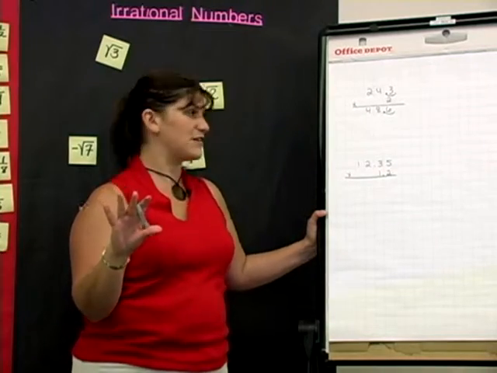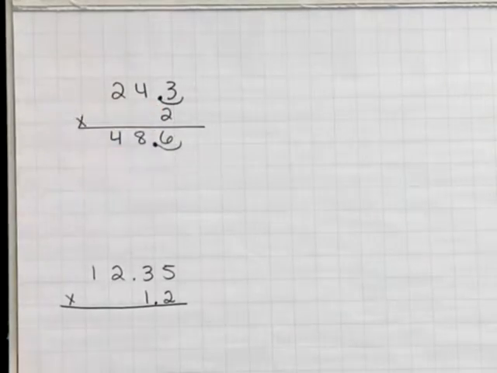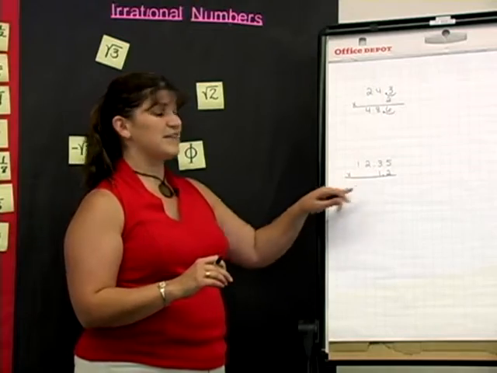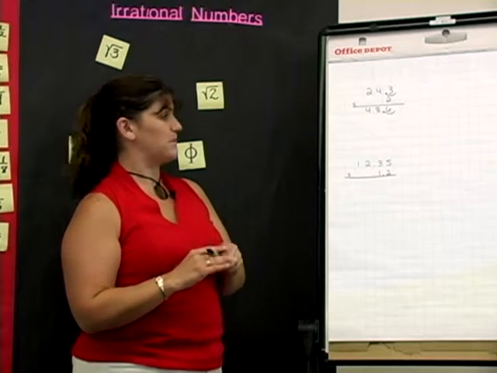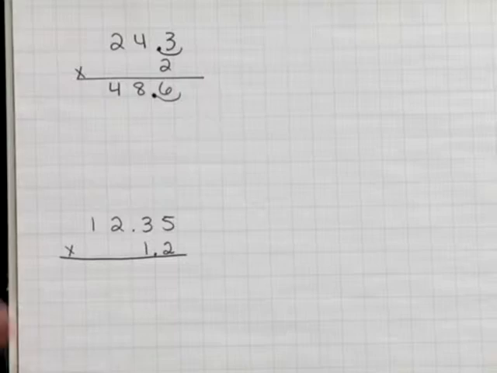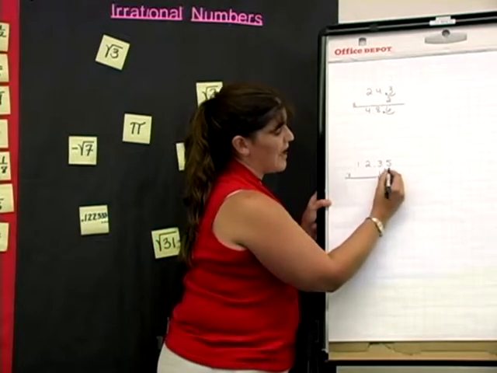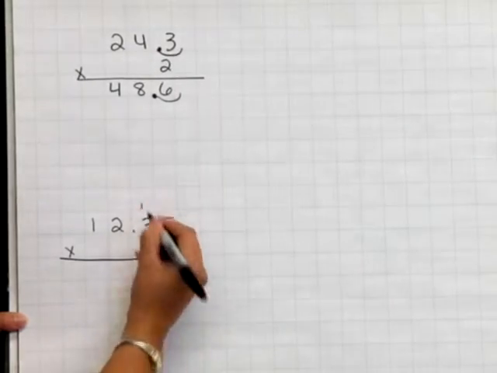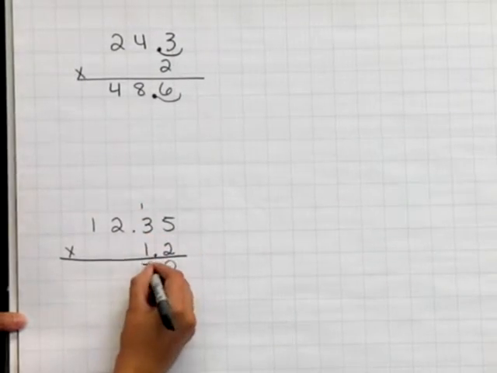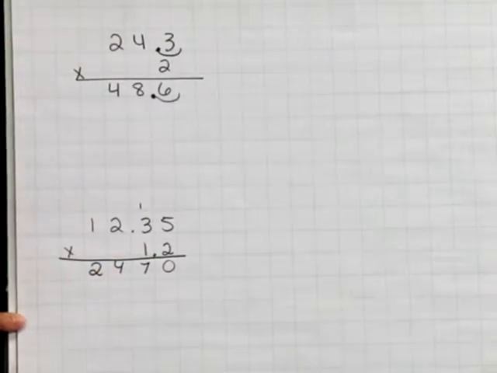I'd like to show you another one where it's not quite so simple. In this case, we've only moved one decimal place. Here, we're going to have to move more than one. So we have 12.35 times 1.2. We set this up just like any other multiplication problem, and we do the math. 2 times 5 is 10. 2 times 3 is 6 plus 1. 2 times 2 is 4, and 2 times 1 is 2.